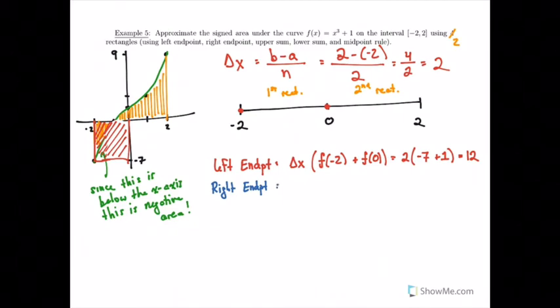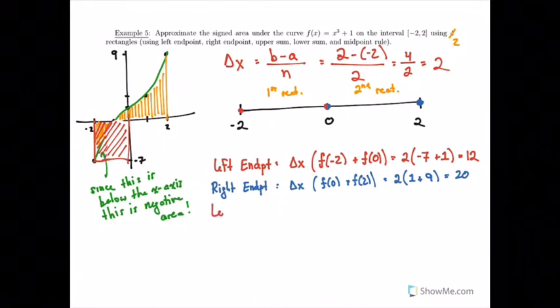All right, for the right endpoints, we're going to use the 0 and the positive 2. This is going to be delta x times f of 0 plus f of 2. This is going to give us 2 times 1 plus 9, or 20 units squared. Just depends on what the x value that you're looking at is.